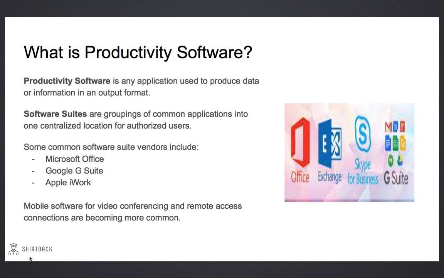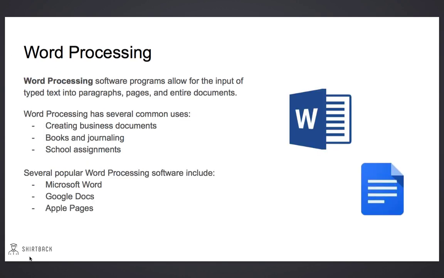Productivity software is any application that's used to produce data or information in an output format. Software suites are groups of common applications into one central location for authorized users. Some common software suite vendors you may be familiar with include Microsoft Office, Google G Suite, and Apple's iWork. Mobile software is also becoming more common for video conferencing and remote access.